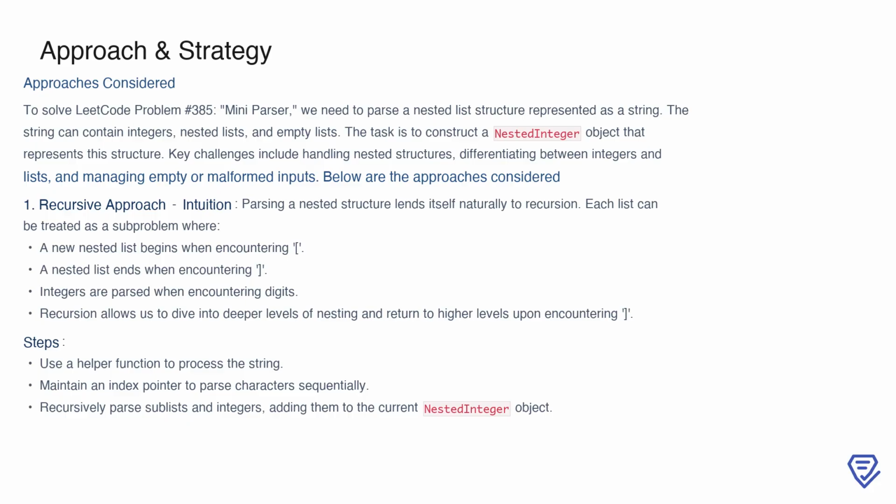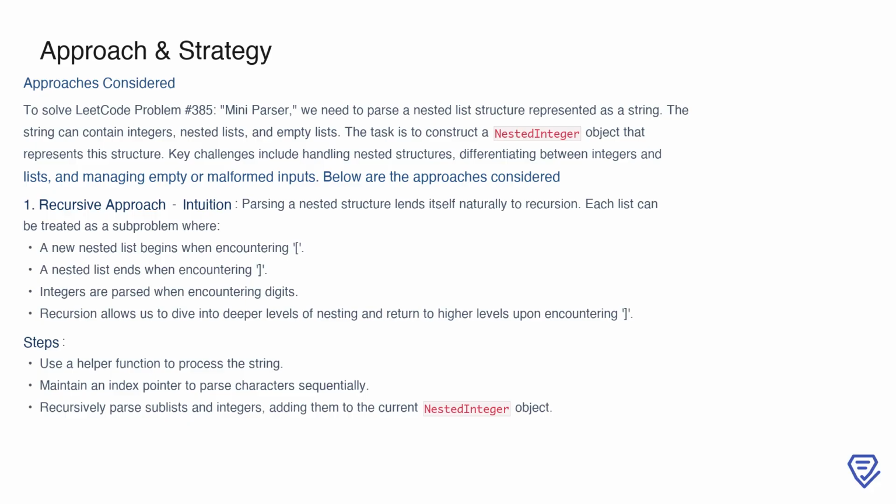Here's the intuition: nested structures can be treated as smaller subproblems. When we encounter an opening bracket, it signals the start of a new nested list, and we dive deeper. A closing bracket means we're done with the current list and return to the previous level. Digits are parsed as integers and added to the current list. To implement this approach, we use a helper function to process the string while maintaining an index pointer to track our position. This helper function recursively parses sublists and integers, building the NestedInteger object step by step as we traverse the string.